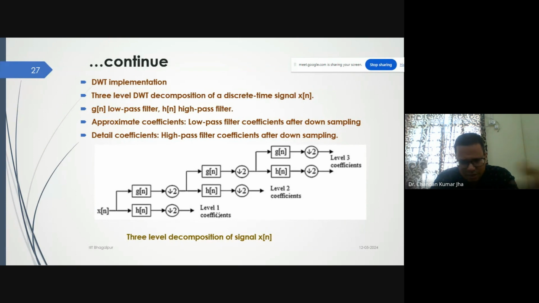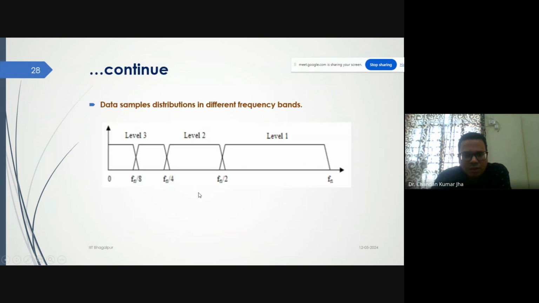Here you can see how the signal is decomposed using the filter bank, with a three stage, three level decomposition. Now regarding the frequency: at the level 1 decomposition, for the high pass and low pass, the complete signal is divided into two parts, the low frequency and the high frequency. Again, at the second level, it is divided into two parts, high frequency and low frequency. Again, at level 3, it is divided into two parts, high frequency and low frequency.